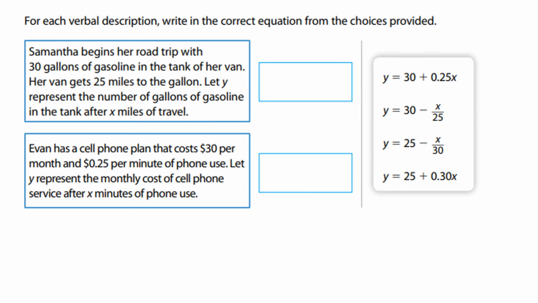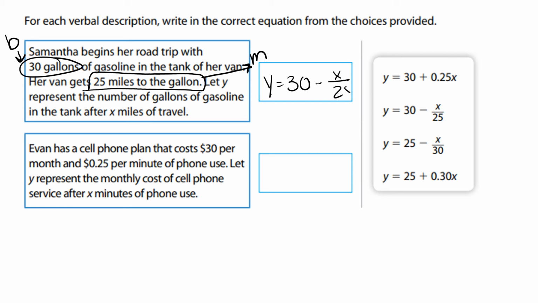For the next problem, it says Samantha begins her road trip with 30 gallons of gasoline in the tank of her van. Her van gets 25 miles to the gallon. Let y represent the number of gallons of gasoline in the tank after x miles of travel. So when we want to set it up, we know that 25 miles per gallon is our rate of change. So that's going to be letter M. And 30 is going to be our initial value. So when we're setting up our equation, our correct equation is going to be y equals 30 minus x over 25.